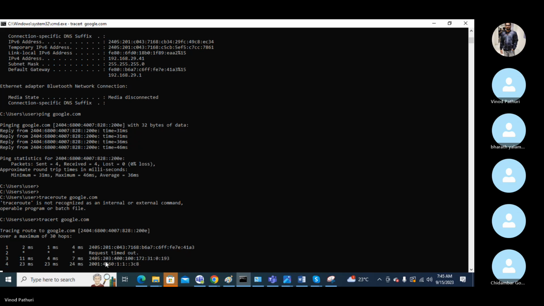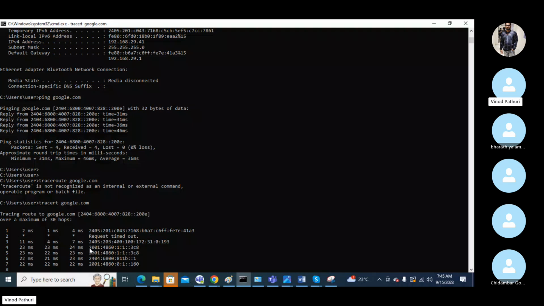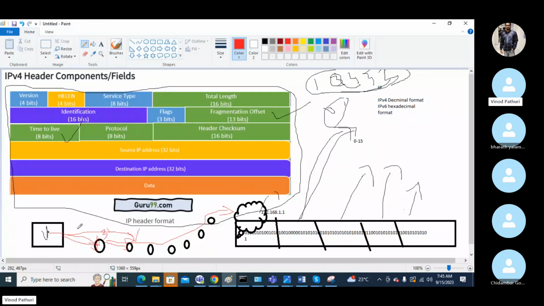Okay. Then the next hop I took 7 milliseconds. Then the next hop 24 milliseconds. Then the next hop 23 milliseconds. Then after that 22 milliseconds. So in total it should go through a maximum of 30 hops. Like if any network, it will prefer only 30 hops. Okay. So that's how the TTL value will be calculated.